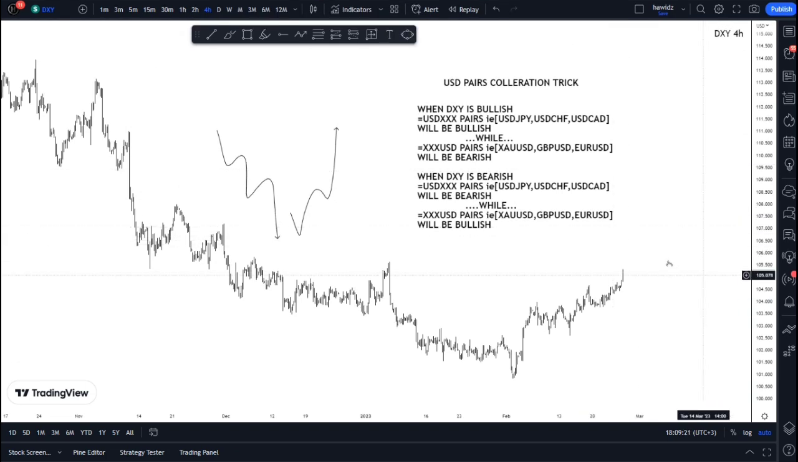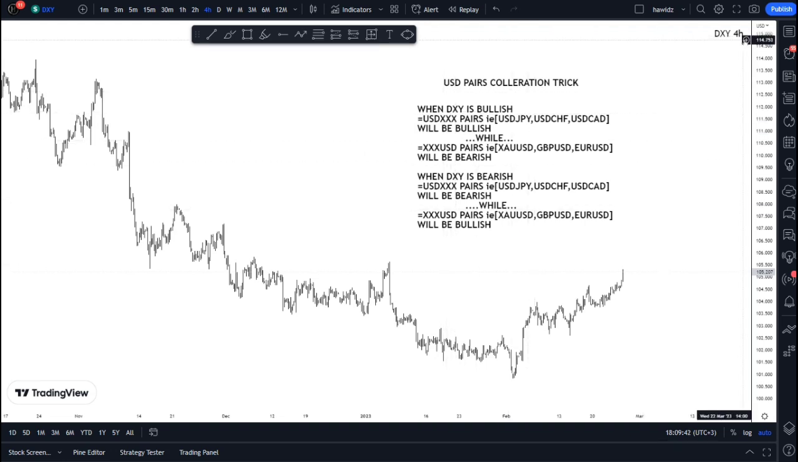With that being said, this is how this trick works. Let me clear this a second. These notes here are what's most important. This is your guideline. You can write this in your diary or whatever. This is the guideline to understanding USD pairs.